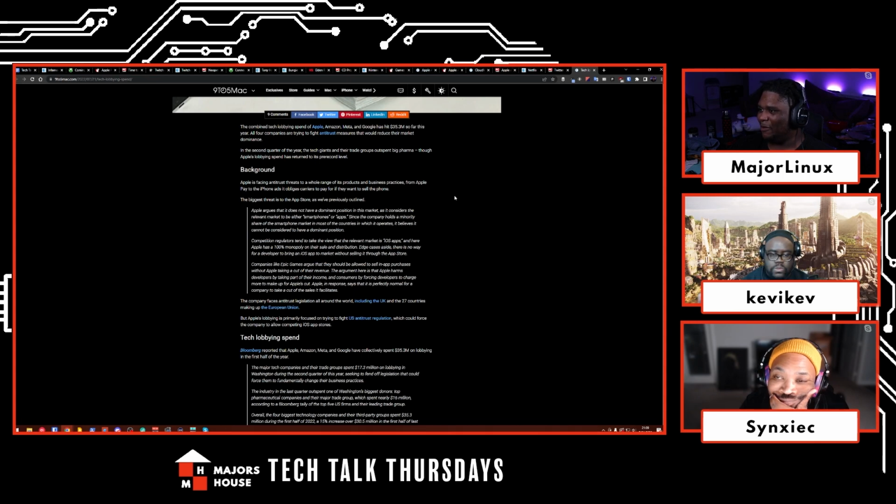Let's see. Apple's facing antitrust threats to a whole range of its products and business practices, from Apple Pay to the iPhone ads it obliges carriers to pay for if they want to sell the phone. The company faces antitrust legislation all around the world, including the UK and the 27 countries making up the European Union. But Apple's lobbying is primarily focused on trying to fight US antitrust regulation, which could force the company to allow competing iOS app stores.